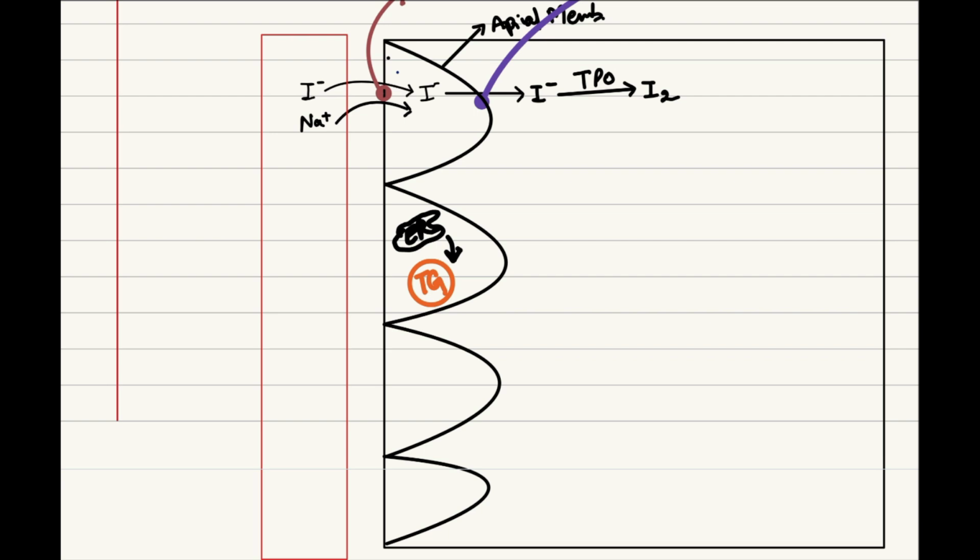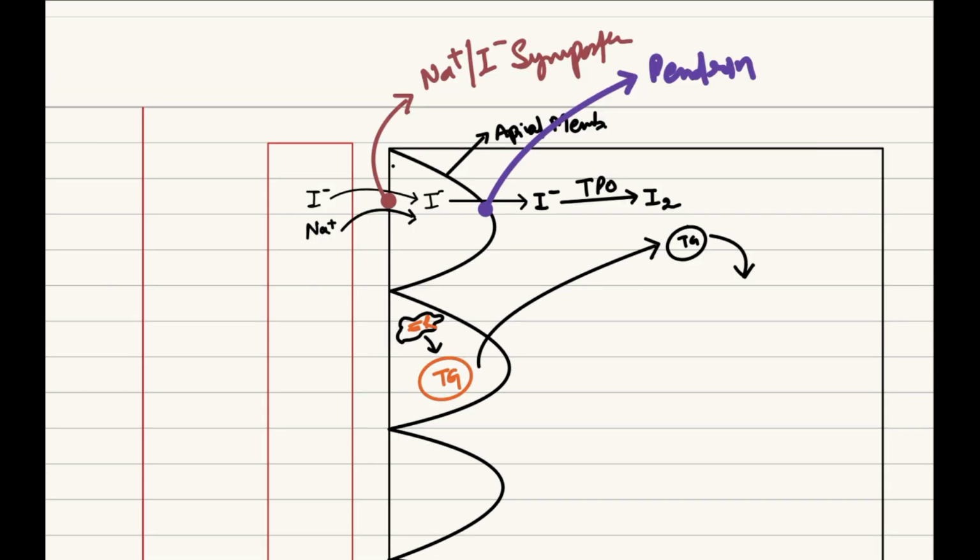Now this thyroglobulin is transported to the colloid, and in the colloid, iodine attaches to the tyrosine residues present on the thyroglobulin. This process is catalyzed by TPO, and it is called organification. Suppose this is the thyroglobulin, and these are the tyrosine residues, and iodine attaches to these tyrosines.